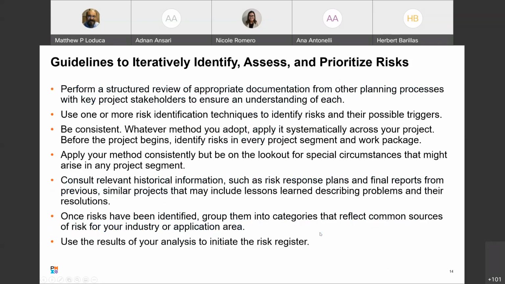Anybody have any questions about a risk register? Kind of think about, we have a stakeholder register. We have tons of registers out there. Risk register is just one more of them.